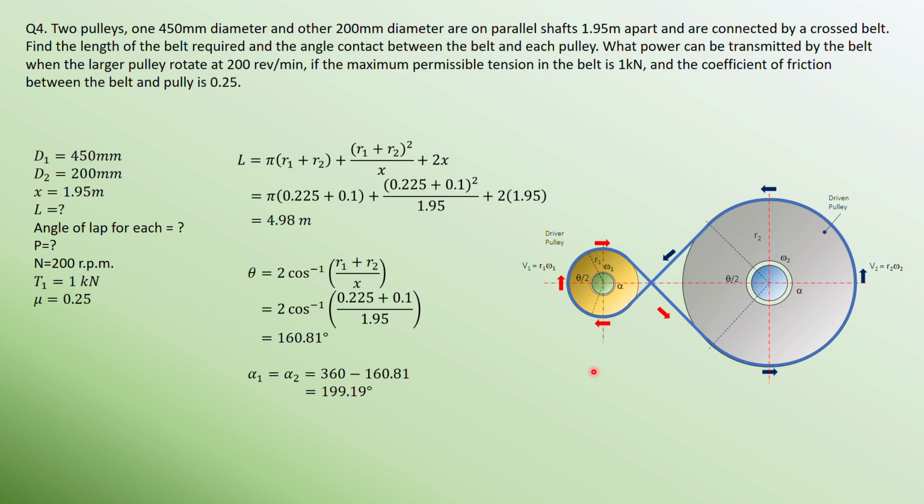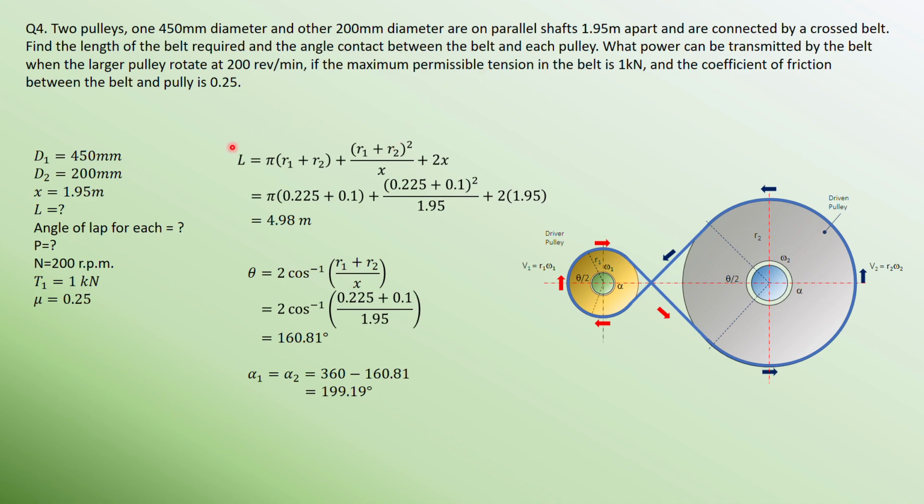Now the center to center distance, from the center of this pulley to the center of the next pulley, is 1.95 meter apart. So hopefully I didn't make any mistake here. And they are connected by a cross belt. Now find the length of the belt required and the angle of contact between the belt and each pulley.